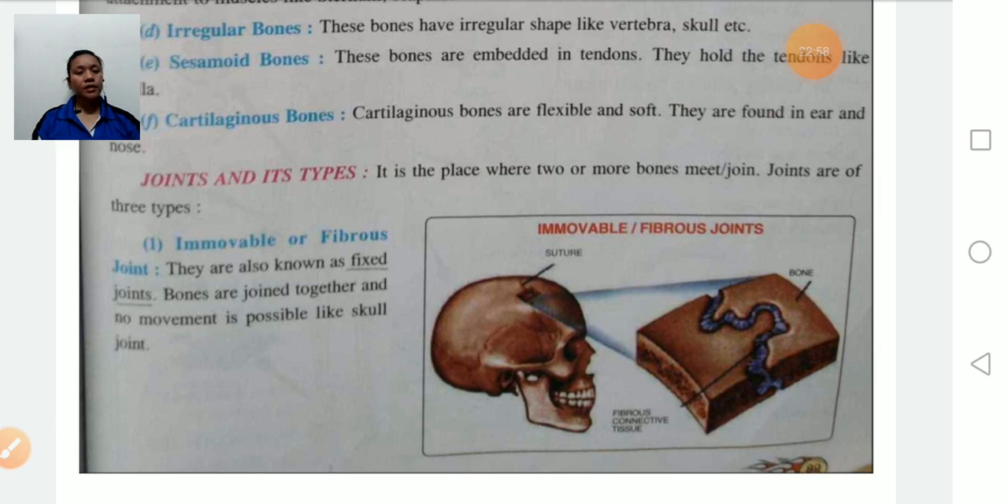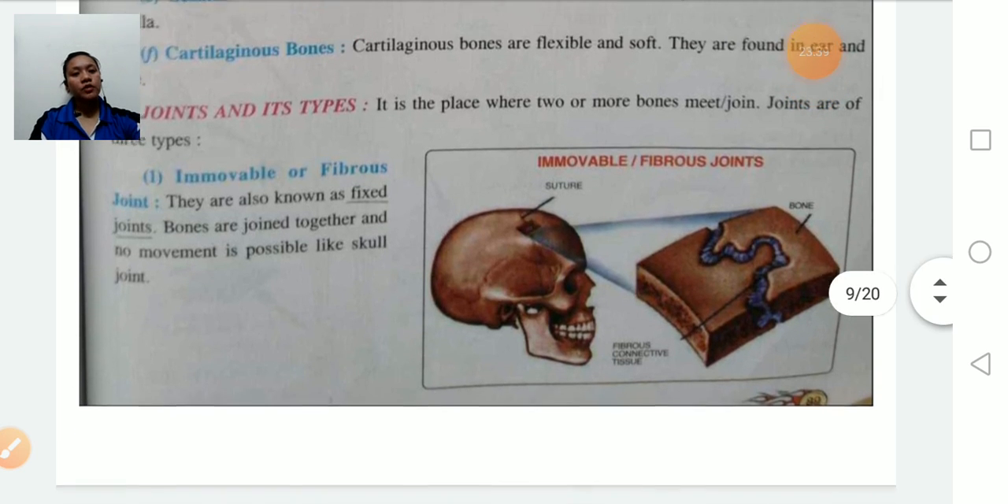As I told you, the skeletal system consists of bones and joints. There are 206 bones in our body. Bones are divided into three parts: head bone, hollow shaft, and tail bone. There are different types of bone. Long bones are long and wide. Short bones are short and cube shaped. Flat bones, irregular bones, sesamoid bones, and cartilaginous bones. Next is joint and its types.